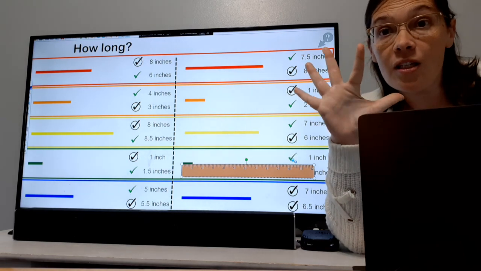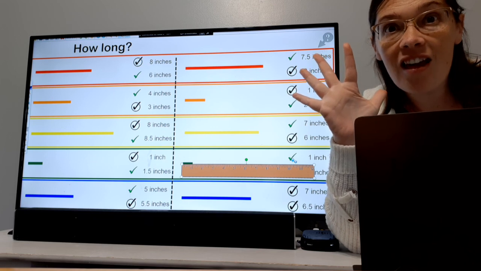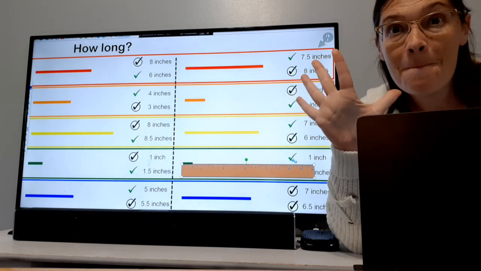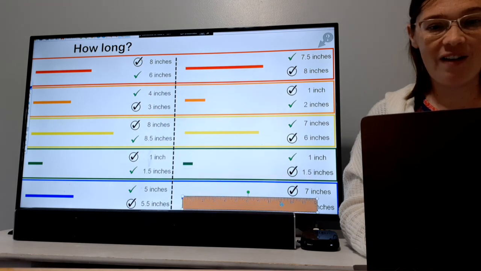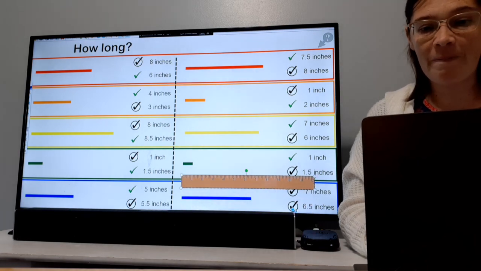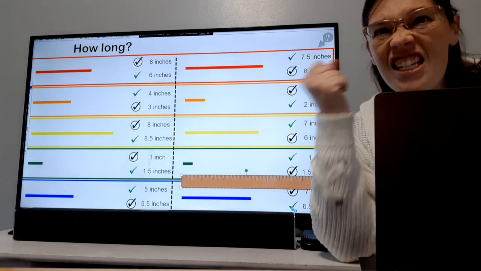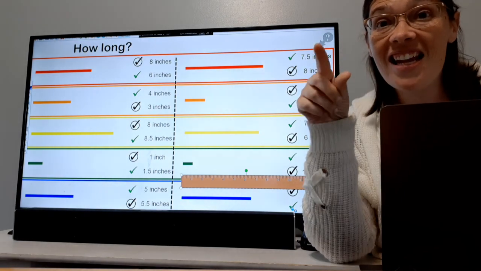Everyone take a deep breath, because when we're done with this, we're done with math for the year. Here we go. Okay. All right, here we go. 7 inches or 7.5, 6.5. Looks like 6.5. Let's see what happens. Yes, we got it all right. Okay, so that is it.